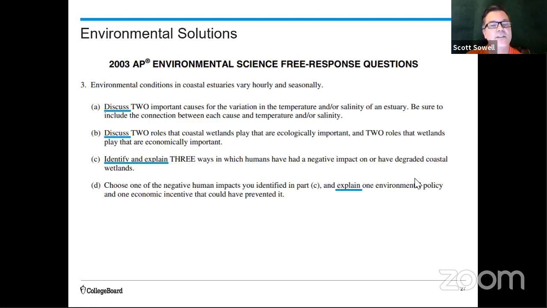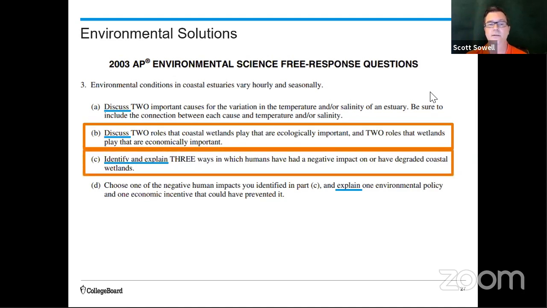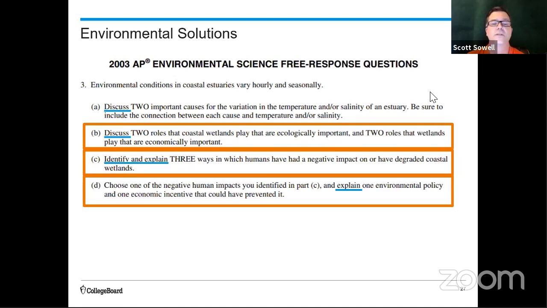I'm not going to ask you to answer this one, but I just want to point out that based on what we just learned, you would probably score very well on this FRQ. I've underlined the task verbs for you. I want to pay close attention to this one. Discuss 2 roles that coastal wetlands play that are ecologically important, and 2 roles that they play that are economically important. And then it says, hey, what have we done? Describe or identify and explain 3 ways in which humans have had a negative impact. And then finally, what's some kind of proposal or solution?